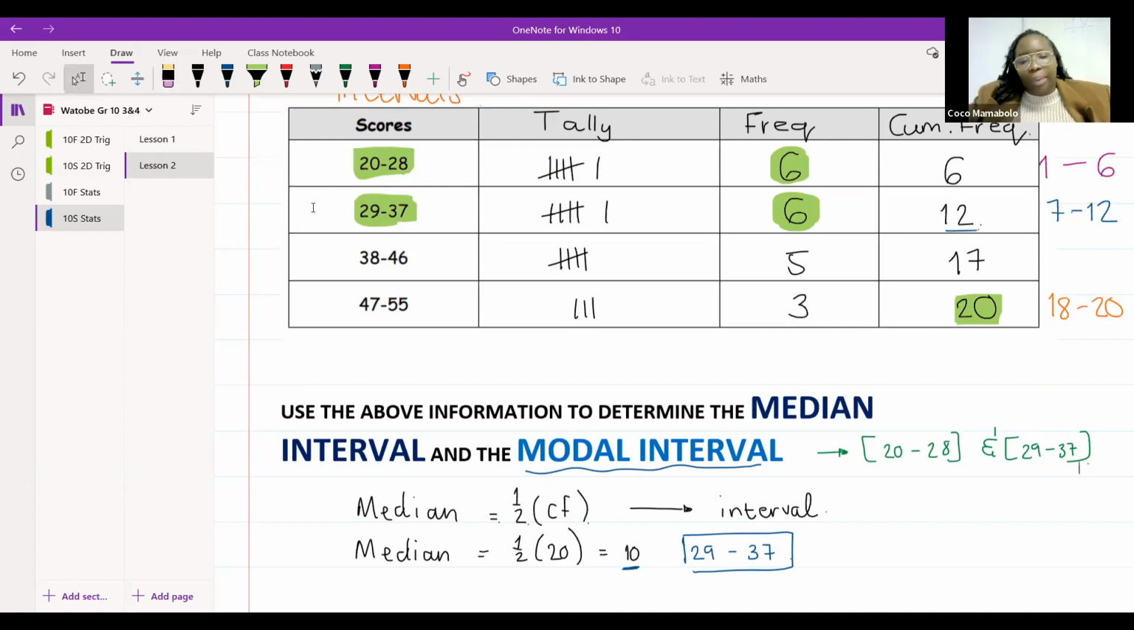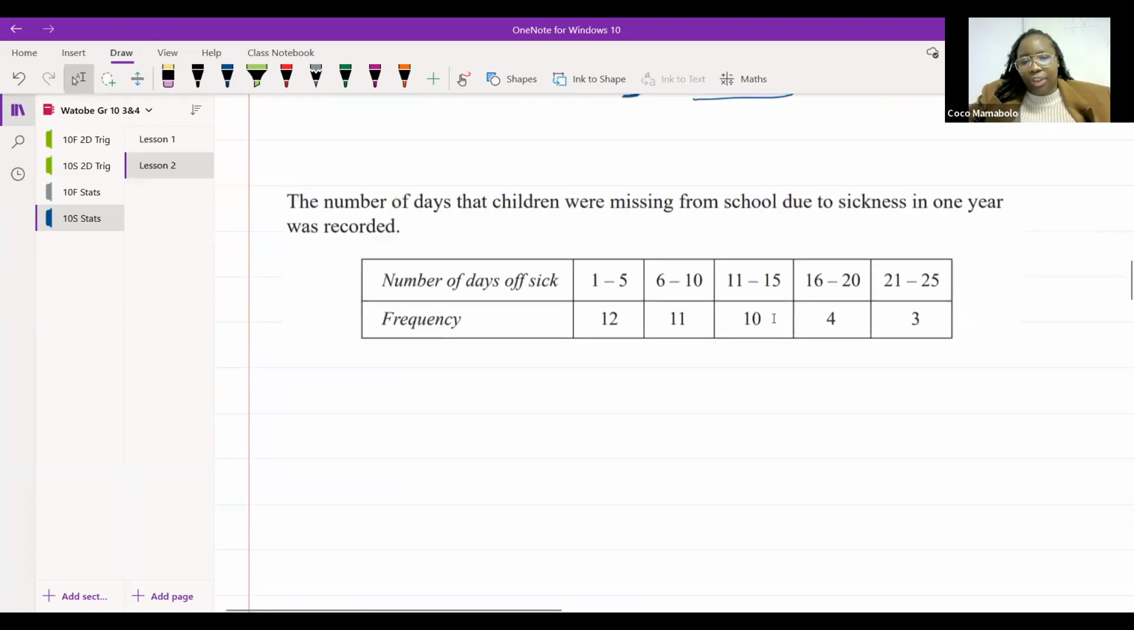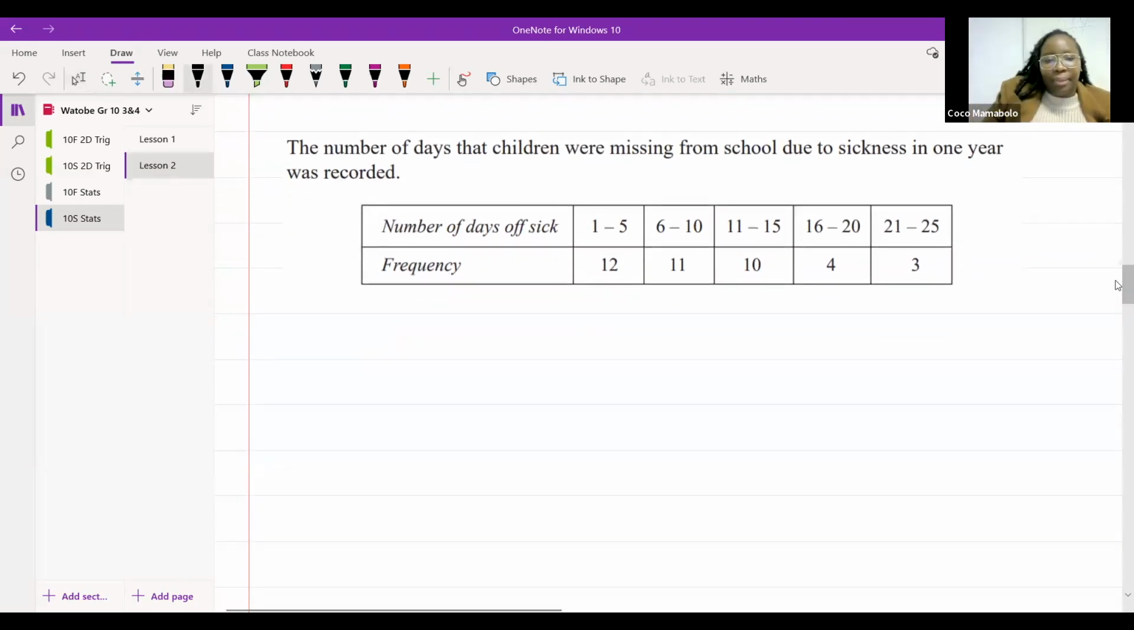All right. Okay, let's look at this next one over here. Now, this question says, the number of days that children were missing from school due to sickness in 1 year was recorded. Now, we want to find here the median interval and the modal interval.